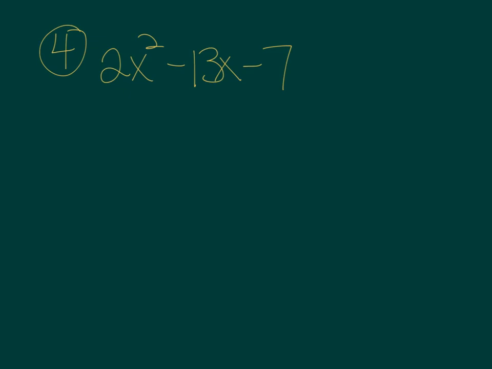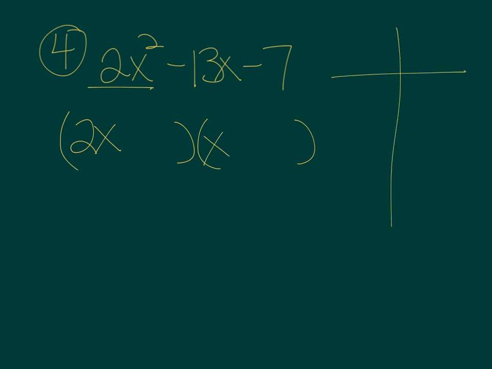Okay, all right, next one. So again, we're going to start with our 2 parentheses. And you're thinking, how am I going to get 2x? I'm going to take 2x times x. My chart, take A times C. So 2 times negative 7 is negative 14. And this one's going to be your B, and that's negative 13.